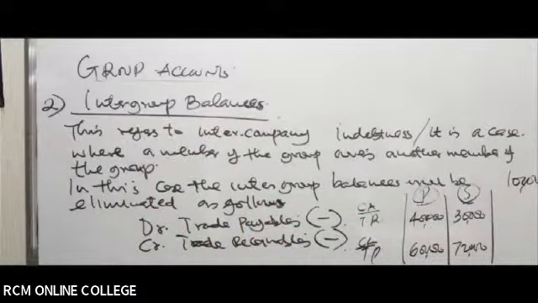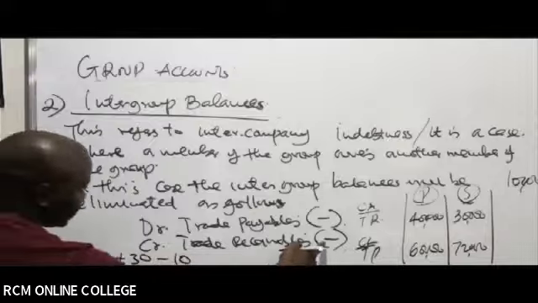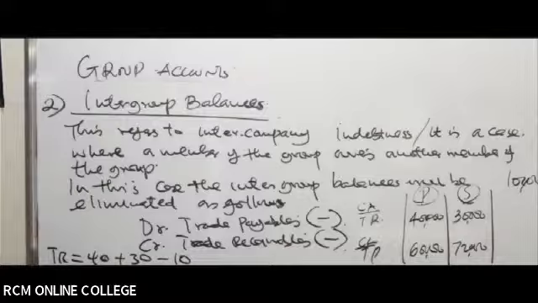Consolidating is basically bringing them together. So in the consolidated statement of financial position, when you are putting them together, you will say the trade receivables is equal to 40,000 plus 30 minus 10, because you are deducting here. Then for the trade payables, you'll say 60 plus 72 minus 10.